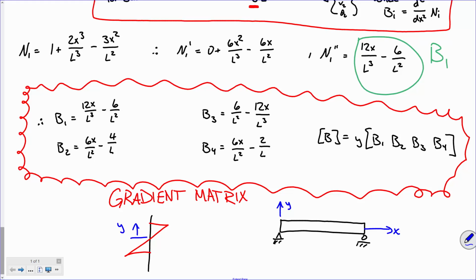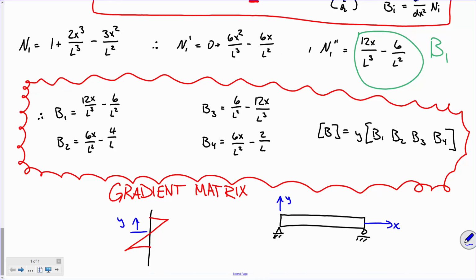Okay. All right. I want to continue this out a little bit. First off, do you mind if I take a break from the screen capture for a second, because I want to look at something. Before I do, look at these B functions. Take a look at them. What do we have? We have 12 over L cubed, 6 over L squared, 4 over L, 2 over L. Y'all see these numbers? Watch this.